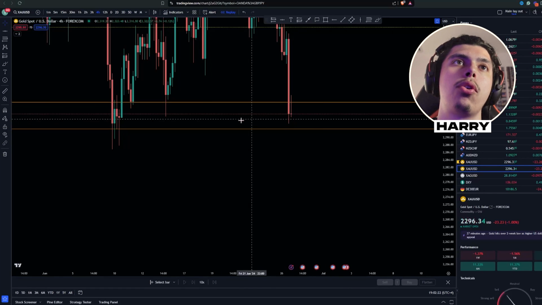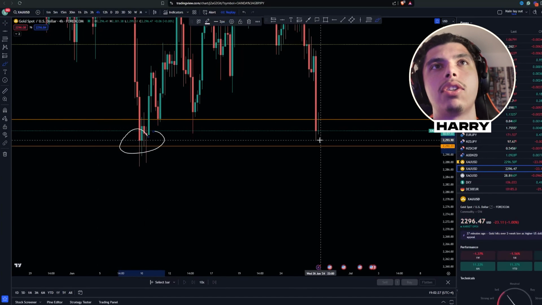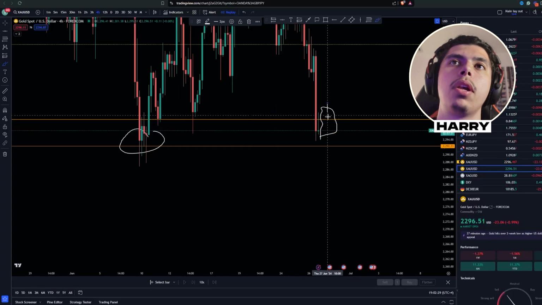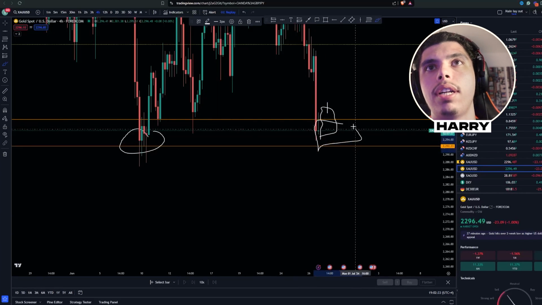Now if price creates support on a 4-hour and respects this zone, guess where buys are going to come? They're going to come above here. Why? Because this is now getting outside of the range. Is it possible to trade inside of this range?